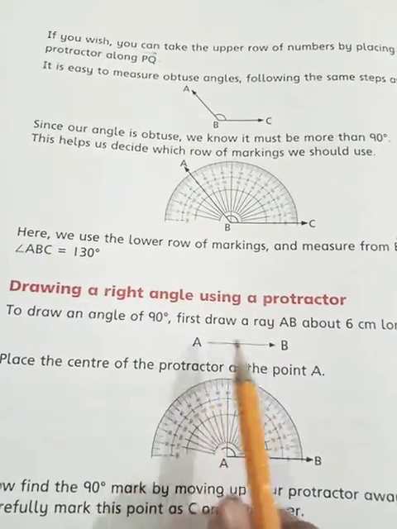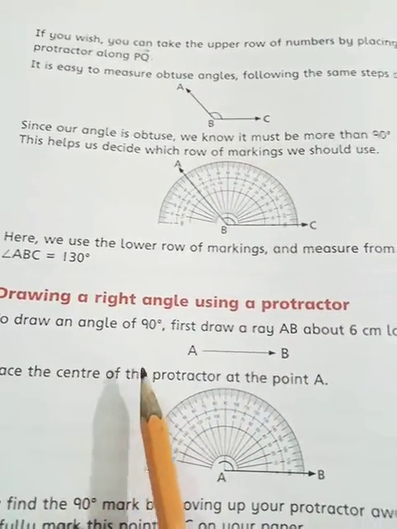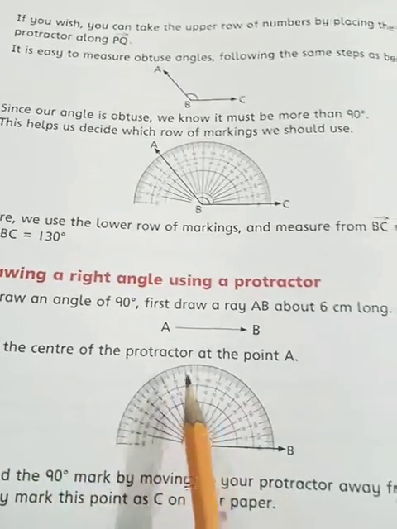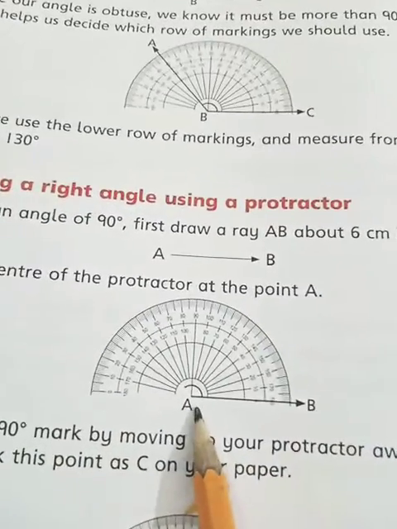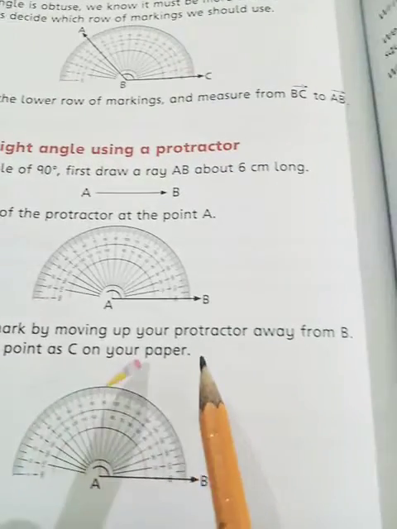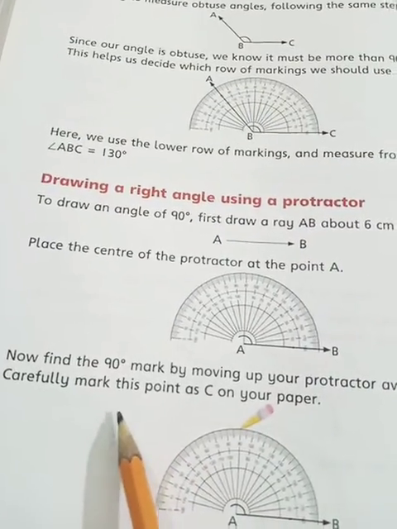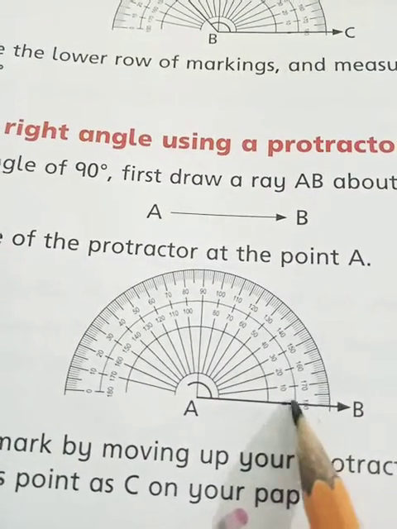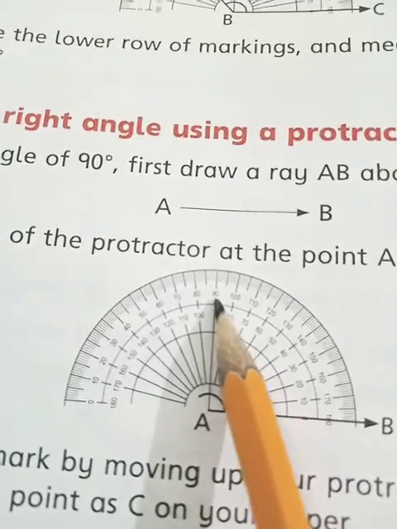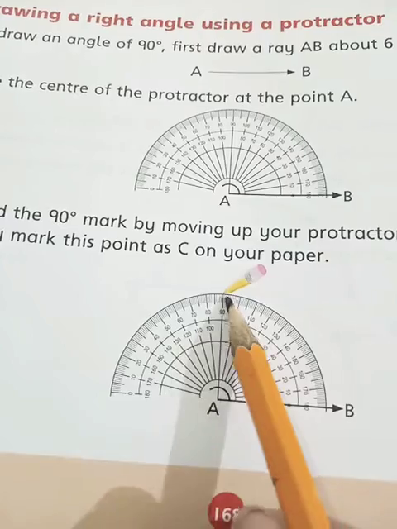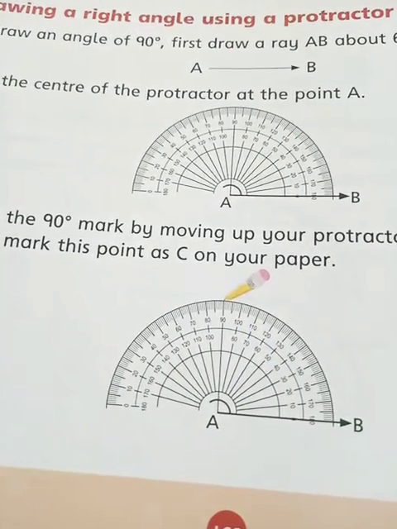Now drawing a right angle using a protractor. To draw an angle of 90 degrees, first draw a ray AB about 6 cm long. Then place the center of the protractor at the point A like this. Now find the 90 degree mark by moving up your protractor away from B. Carefully mark this point as C on your paper. Yes, beta, we will read from here on the right side and then we will find where the 90 degree is. So here is the 90 degree. Here we will mark it with the pencil and then we will label it C.